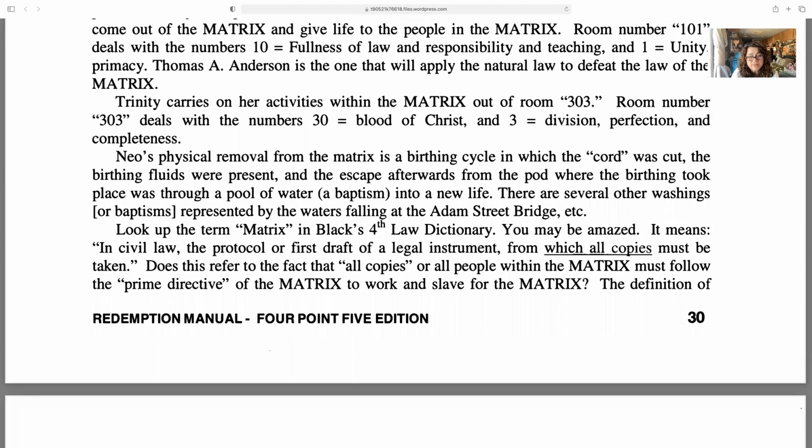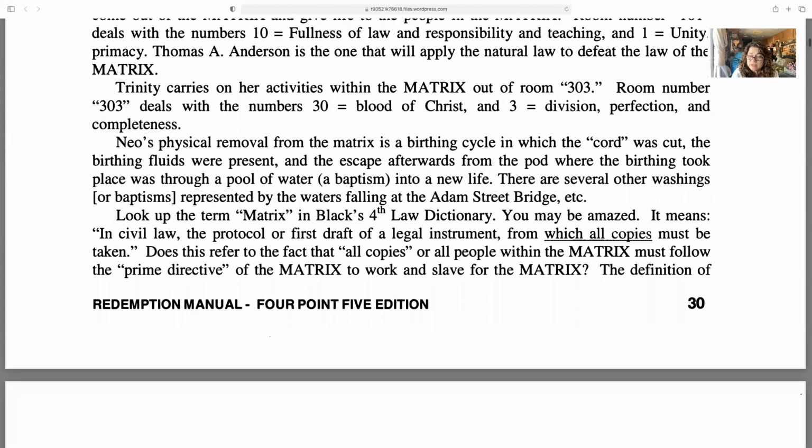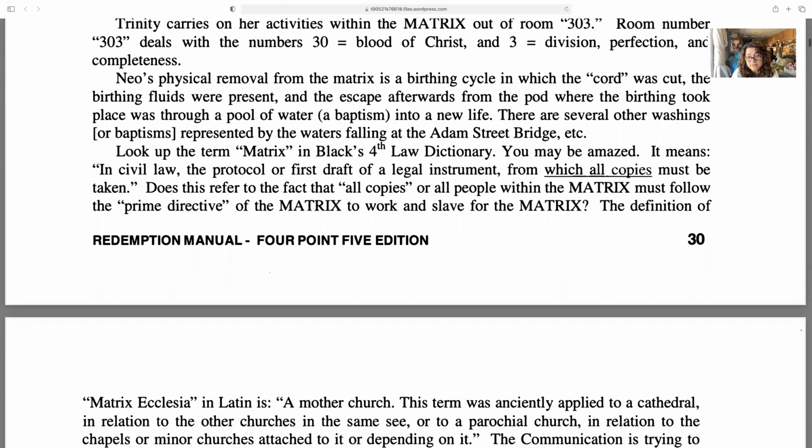Interesting. There are several other washings or baptisms represented by the waters falling at the Adam Street Bridge, etc. Look up the term matrix in Black's 4th Law Dictionary. You may be amazed. It means in civil law, the protocol or first draft of a legal instrument from which all copies must be taken. Does this refer to the fact that all copies or all people within the matrix must follow the prime directive of the matrix to work and slave for the matrix?